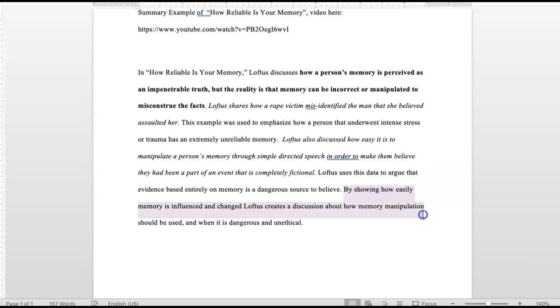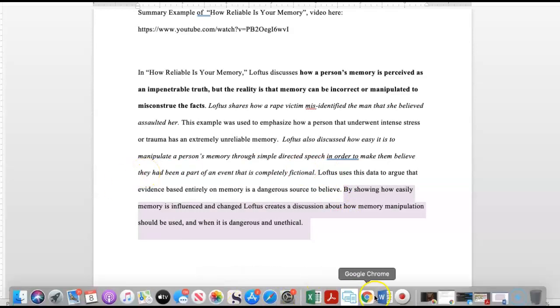Then you have the last line that kind of ties it all together. It's almost like the conclusion of the paragraph, but it's not. I believe you know what that word is because we did parts of an essay very recently. So by showing how easily memory is influenced and changed, Loftus creates a discussion about how memory manipulation should be used and when it is dangerous and unethical. So again, kind of recapping what they said, and that is the summary. And this is why the summary works and does really, really well. Let's go back to the lesson.